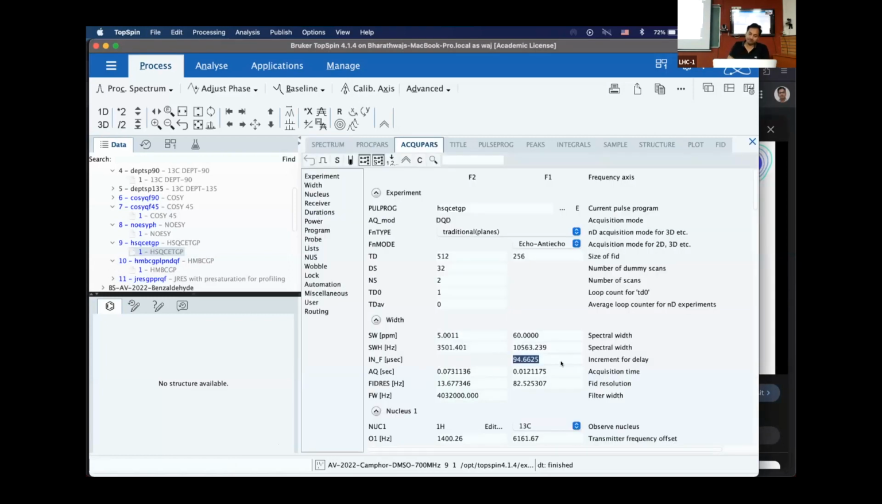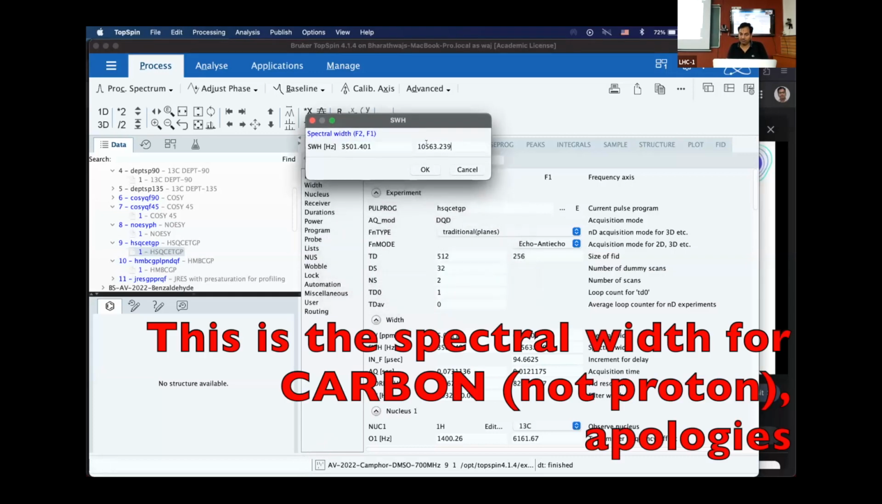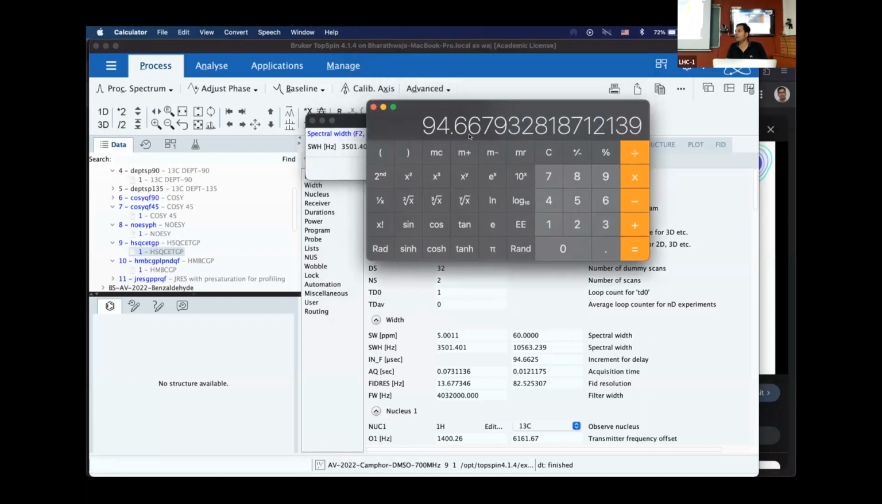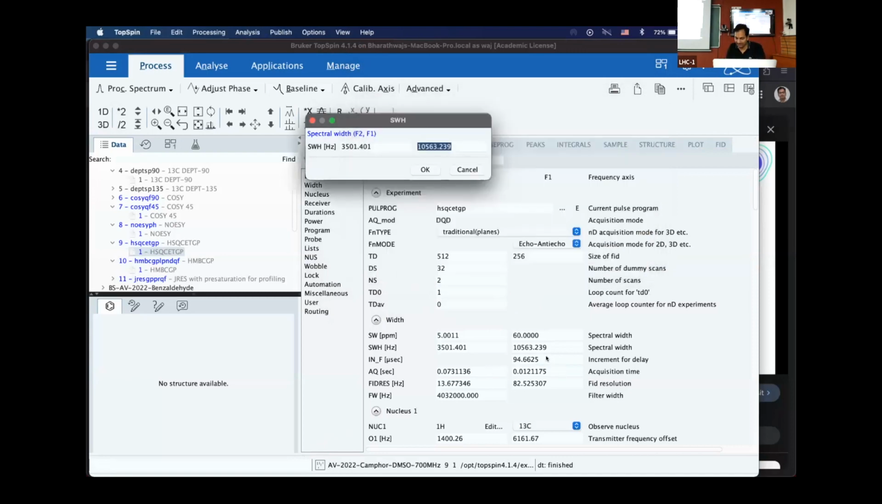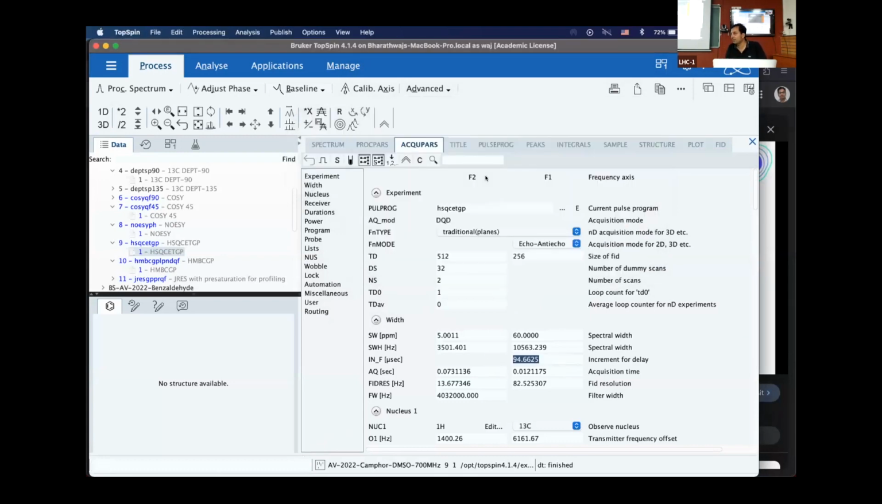SWH is the spectral width, and this is the spectral width for proton. Let's try to calculate 1 over this value times 10 to the power 6. So you get something like 94.67 microseconds. I multiplied by 10 to the power 6 so that you can see it in microseconds. Do you see that value exactly come up here? 94.6625, 94.6679. Until the nanoseconds, it's correct. Right? So that's how dwell time gets determined.